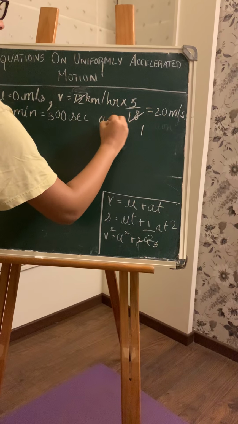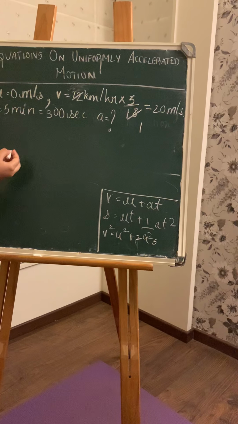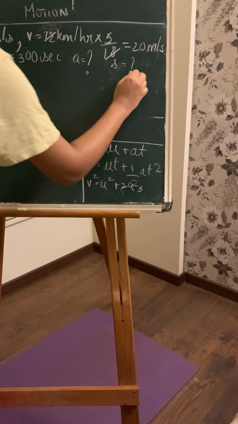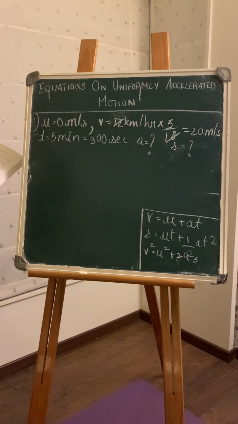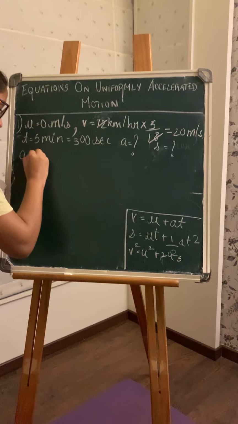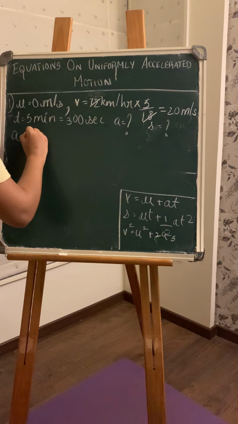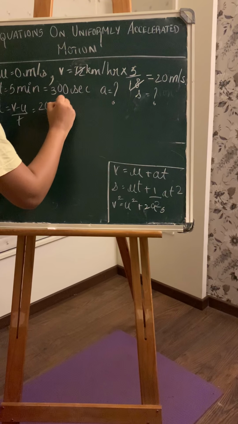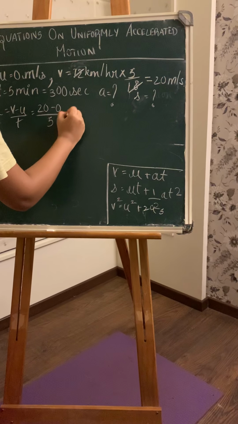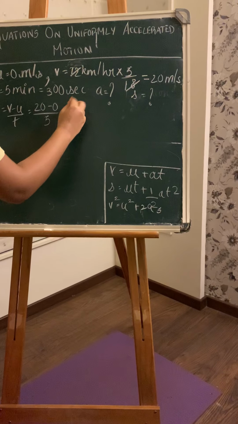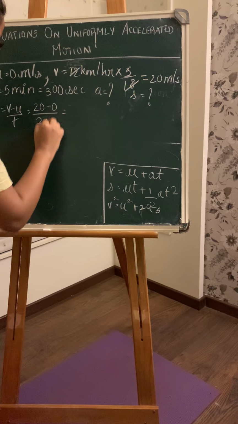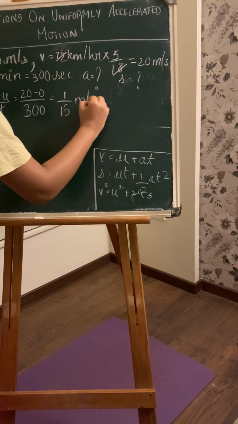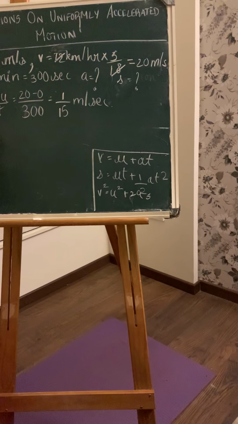They have asked us to find the acceleration and the displacement, right? So first we have to find the acceleration. We can use the normal formula, V minus U by T, which is 20 minus 0 by 300 seconds. That gives us 1 by 15 meters per second square as our acceleration.